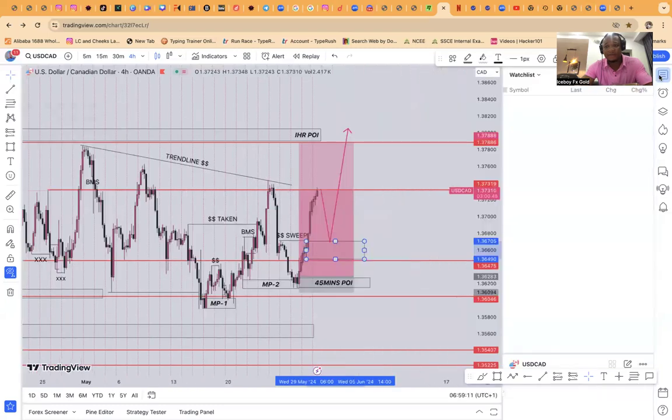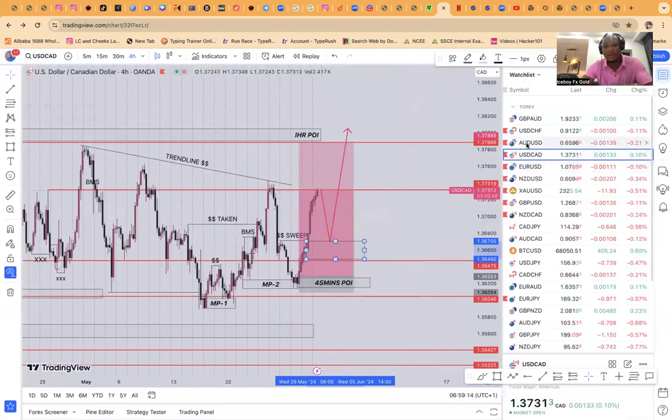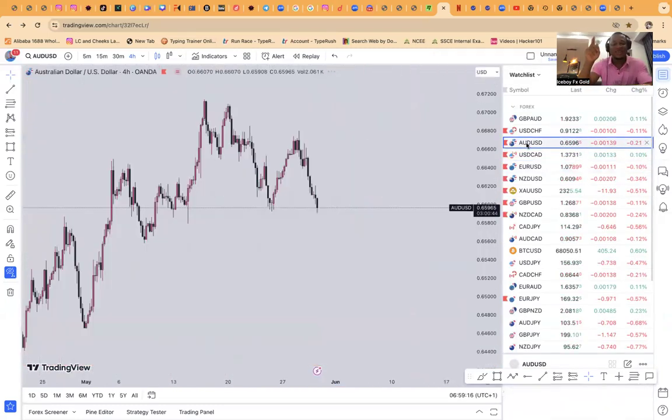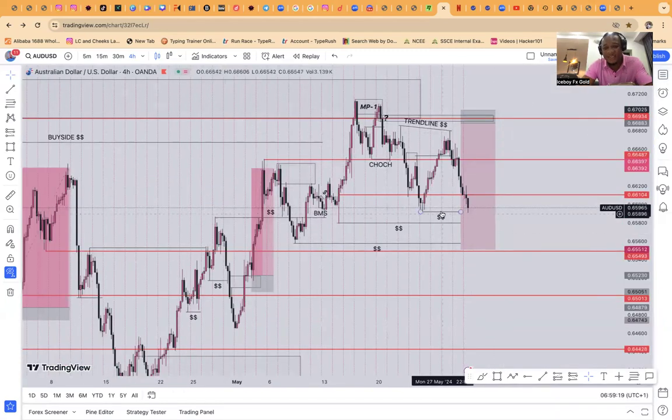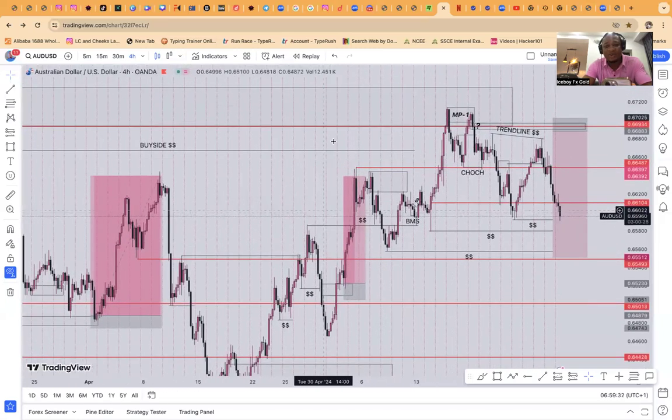And for this also, we have my AUD USD. My AUD USD smiling for me. I have this liquidity that I need to see price take out. I have the second liquidity price needs to take out. I have the third liquidity price needs to take out. And the reason for all these things, look at these guys. Look at all this markup.